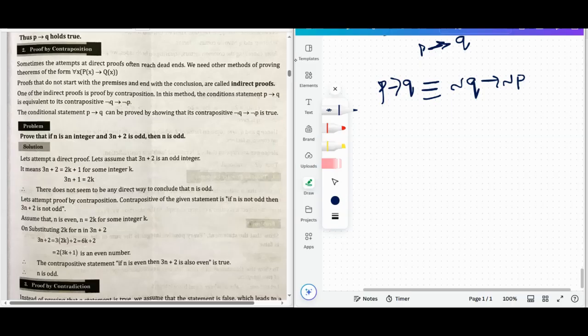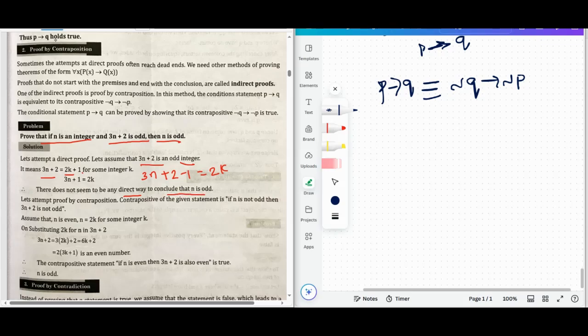See, for example, prove that if n is an integer and 3n plus 2 is odd, then n is odd. So we'll take 3n plus 2 as an odd integer, then 3n plus 2 is 2k, which is even, plus 1 to become odd. So 3n plus 2 is equal to 2k plus 1. This gives 3n plus 2 minus 1 is equal to 2k. So it will become 3n plus 1 is equal to 2k. This does not seem to be any direct way to conclude that n is odd.